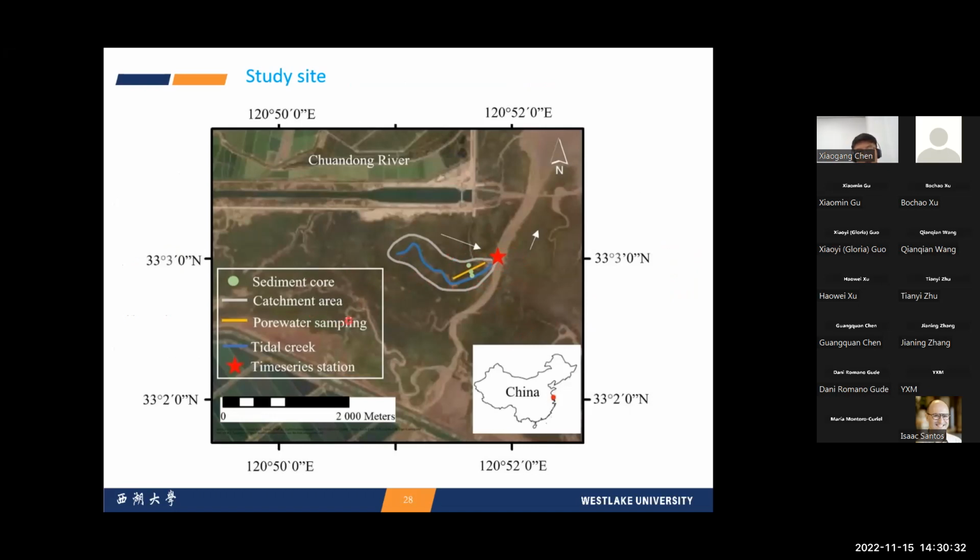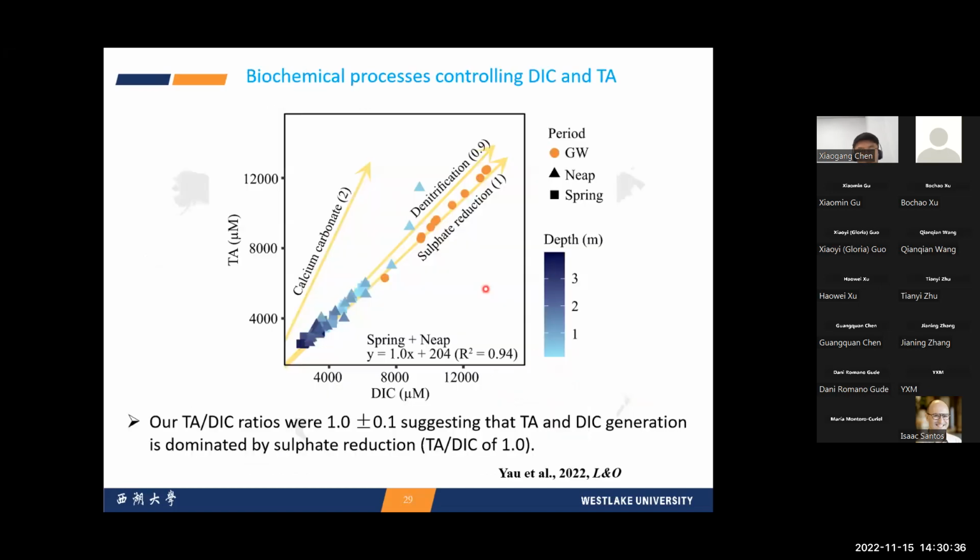We collected sediment cores, porewater samples, and also surface water samples. We can see in this figure the alkalinity had positive correlations with the DIC concentrations, and we found that the alkalinity to DIC ratios were about 0.9 and 1.0. So from this, we can see the alkalinity and DIC generation is dominated by denitrification and sulfate reduction in our study site. It's not from calcium carbonate dissolution, because some of my colleagues always ask me, they thought the alkalinity and the carbon should be from calcium carbonate dissolution. Thus, from this study result, we can see it's not from calcium carbonate dissolution in the coastal wetland.